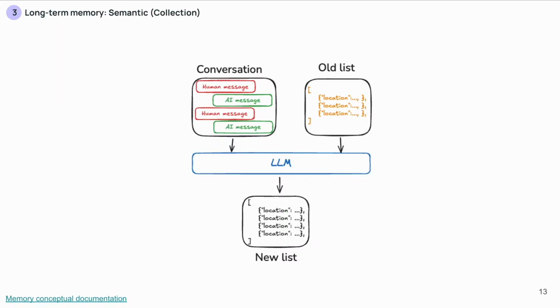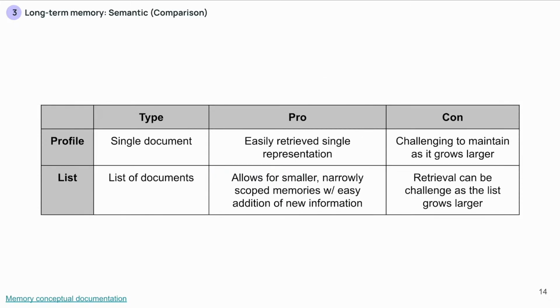So, the mechanism is basically the same. You can take a conversation, you can take an old list, pass both to an LLM, and update to create a new list. But this is kind of just a slightly different way to think about semantic long-term memory. And there's some kind of pros and cons between the both, and they really are for different applications. So profile: a single document, a single, easy-to-retrieve representation, for example, of a user, but it can be challenging to maintain as it grows larger.